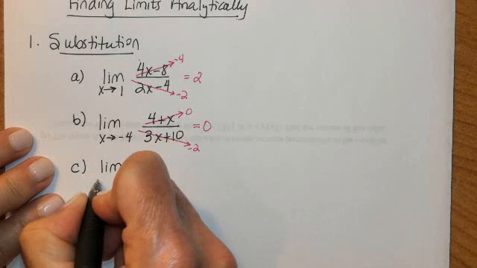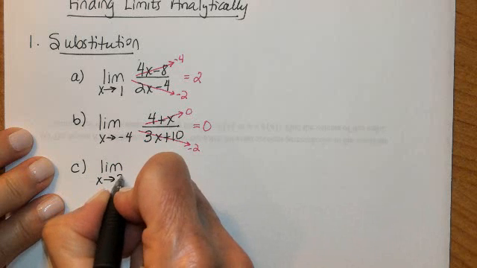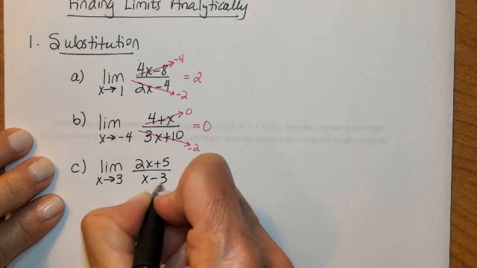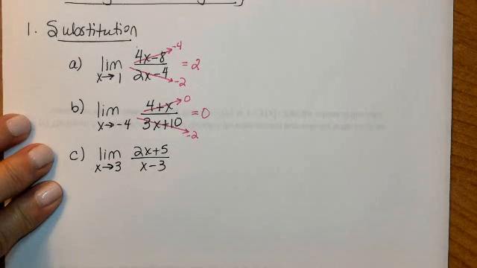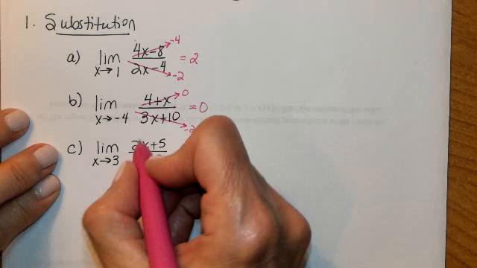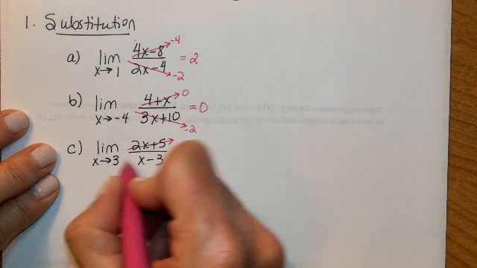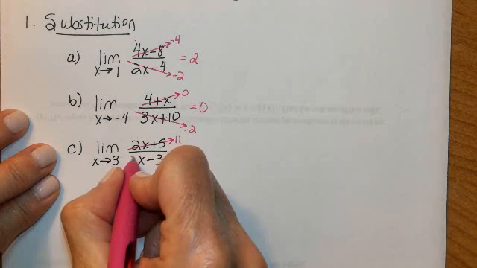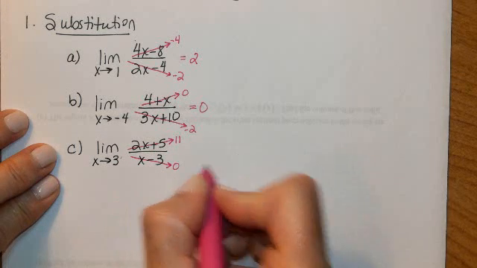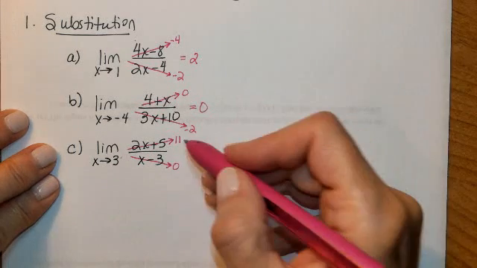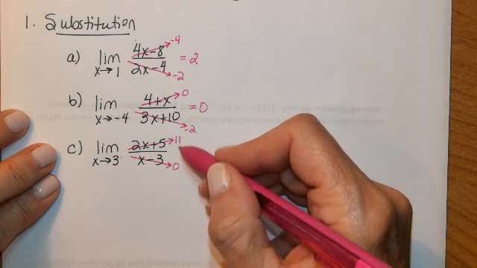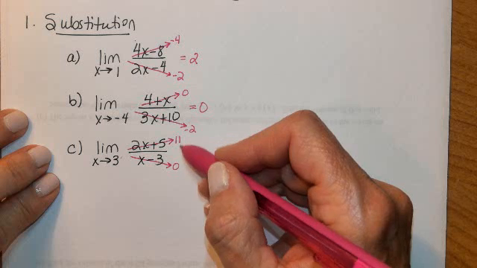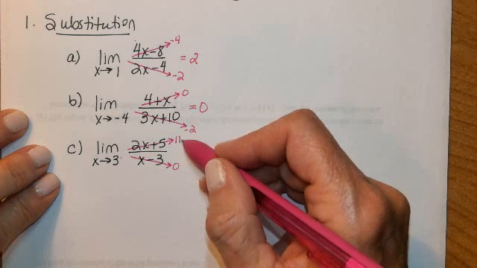Okay. Let's take a look at this one. Let's let x go to 3 of (2x plus 5) over (x minus 3). Okay. The numerator is going to 11, 2 times 3 plus 5. The denominator is going to 0. So we have 11 divided by 0. Can you divide 11 by 0? The answer is no. You cannot divide 11 by 0. Okay? You cannot.